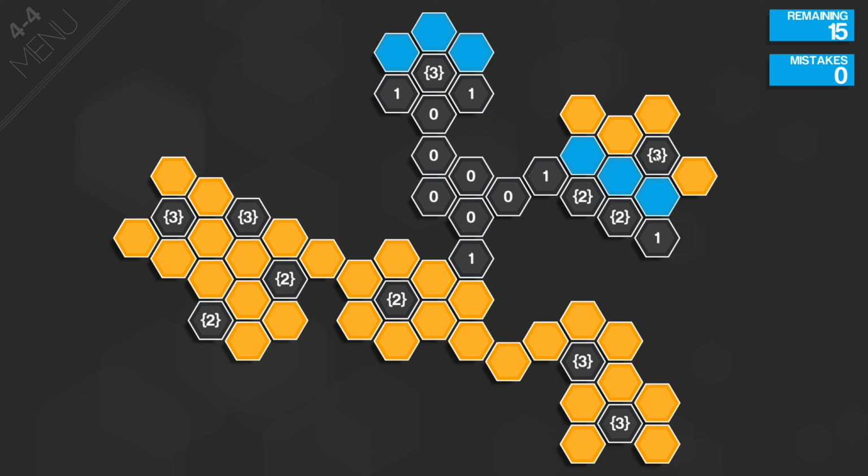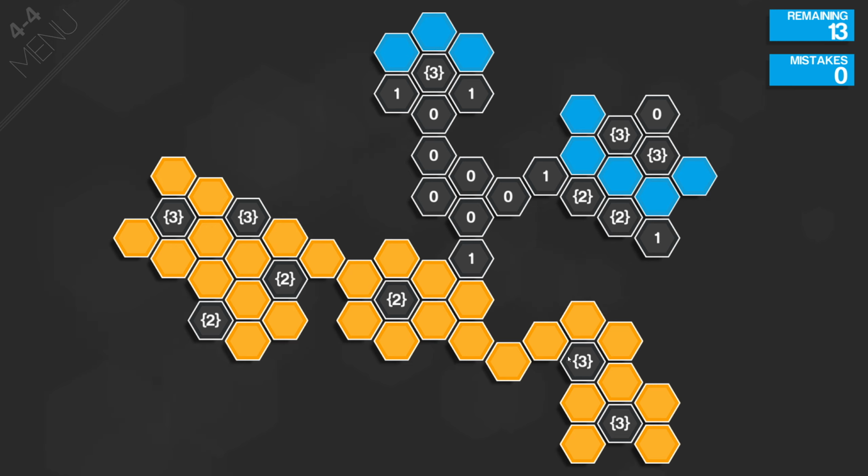Let's see, this 3 over here can either be the one below it, or the one to the lower right, or the one to the upper left. It cannot be this one. And that eliminates the rest of that. We have something similar going on here.